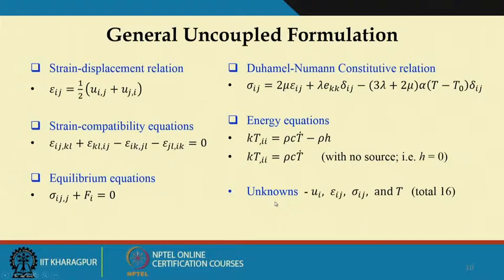So, in total you have 16 unknowns, whereas in the elasticity case you have a total of 15 unknowns, as the temperature unknown was not there. Now, it is important to remember that in the coupled thermoelasticity case, you solve both equations together, the thermal heat equation to find the temperature as well as the thermoelastic displacement, to get the distribution of displacement and temperature. But in the uncoupled case, you solve sequentially, first getting the temperature distribution.